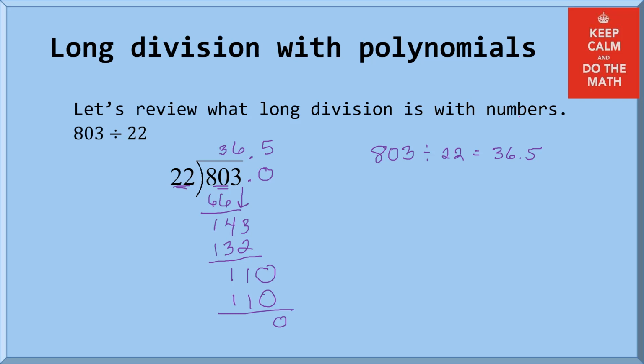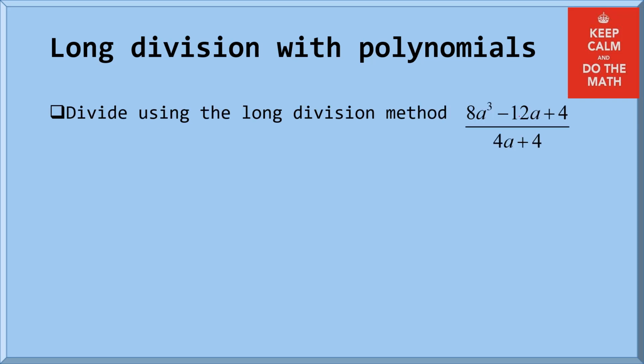So let's see what that looks like. All right, so here's our example. We're going to divide 4a plus 4 into the polynomial 8a cubed minus 12a plus 4. Now with this, I do need to have something in every place value. You'll notice that in 803 we had a 0 in the tens column because although there was no number there, we still have to have something that represents it. That's how we do numbers.